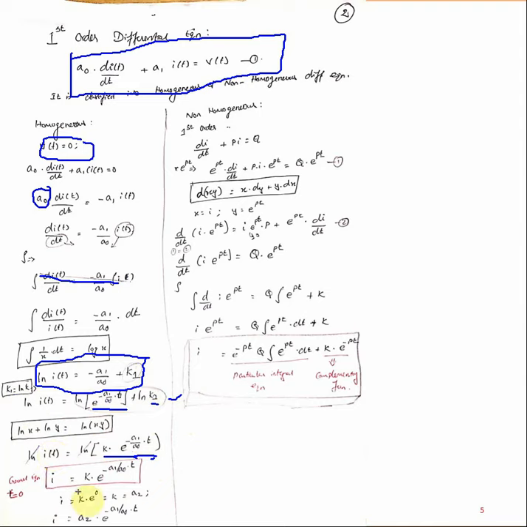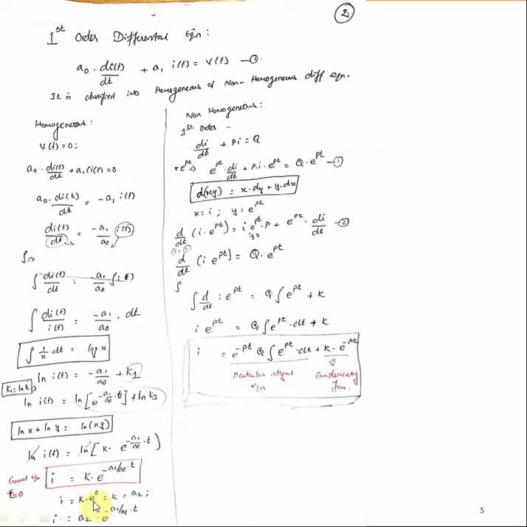Then I of t is equal to k dot e power minus a1 divided by a naught into t. This is the current equation of the homogeneous. Further, you are going to solve by putting the time t is equal to 0. So t here is 0, and I will substitute it, which gives k dot e power 0.